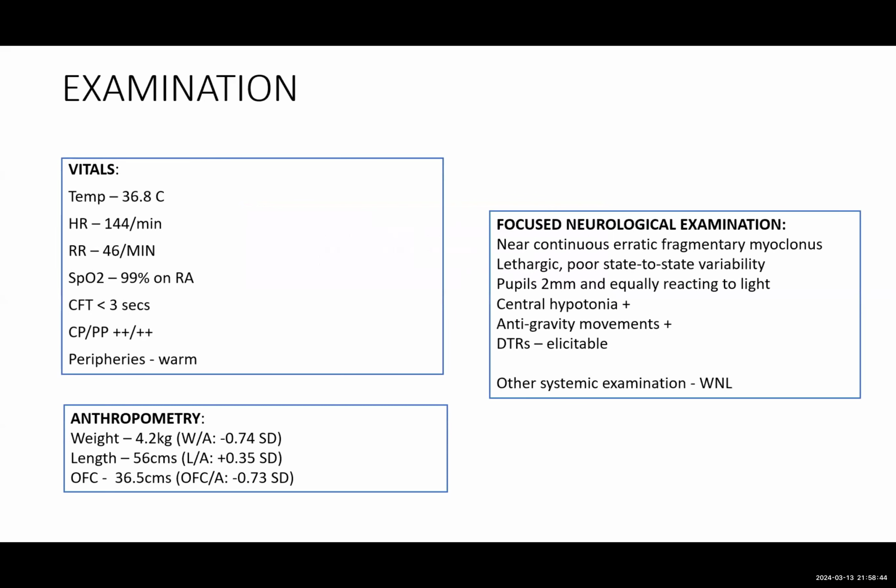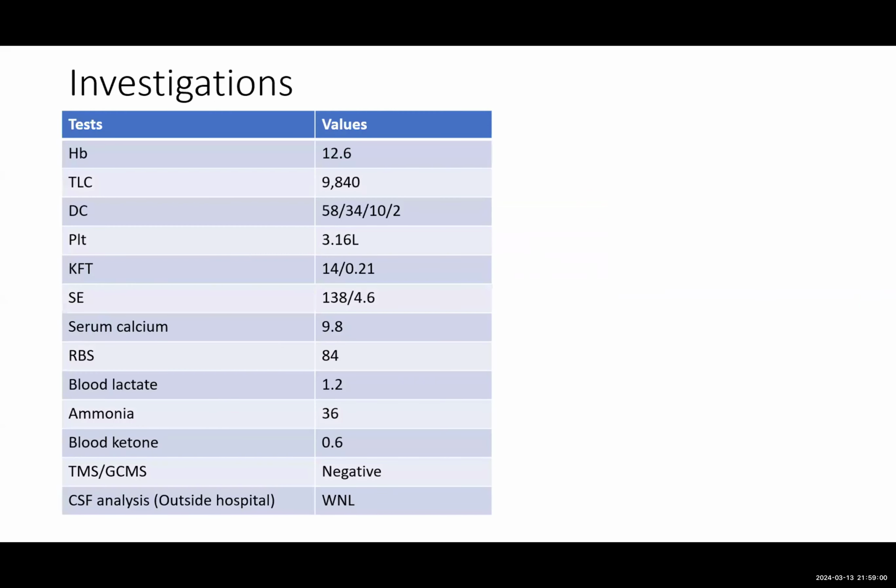On focused neurological examination, there was almost near continuous erratic fragmentary myoclonus. The child was lethargic with poor state-to-state variability, and there was central hypotonia. Power: anti-gravity movements were present with elicitable DTRs. Other systemic examination was within normal limits.